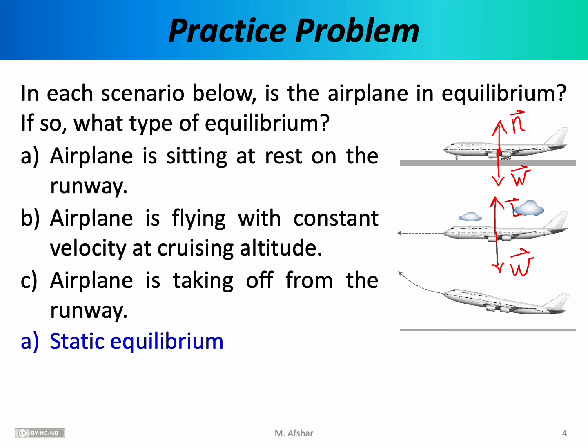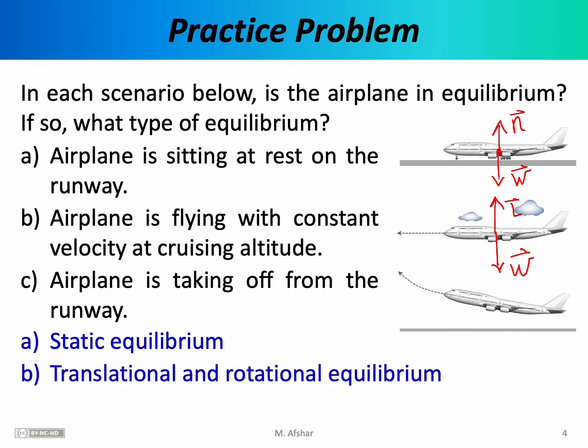However, the airplane is moving. Its speed is not 0. So the airplane is not in static equilibrium, but it is in translational equilibrium. These forces do not exert any torques on the airplane. The airplane is not turning or twisting or rolling. And so we can say that it is also in rotational equilibrium.